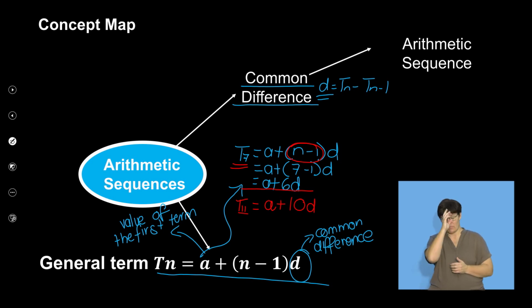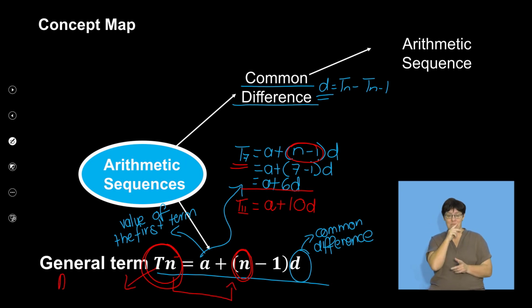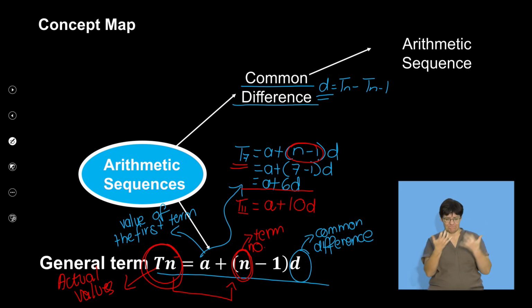Cool, guys. Please remember that with the general term, we can substitute in Tn values as well as n values. If I substitute in Tn values, I'm often looking for the n. So please remember that Tn is actual values and n is term numbers. Great. Hopefully this has helped you have a bit more of a background understanding of arithmetic sequences, and if you tune in again sometime soon, you'll see more practice.